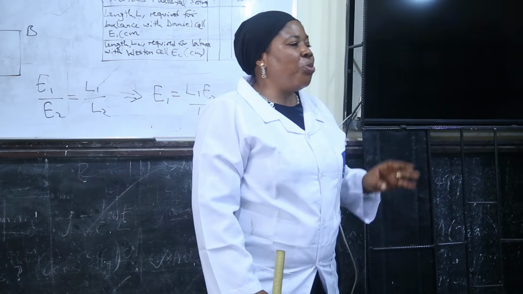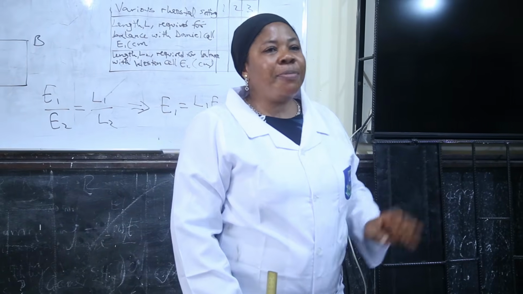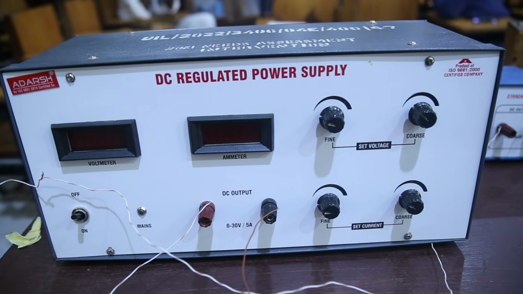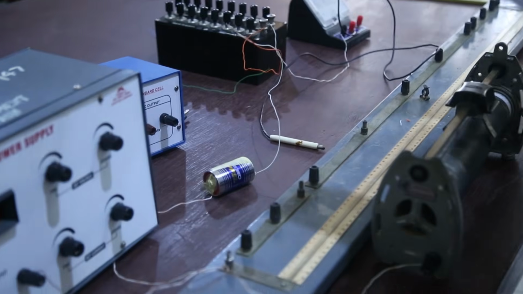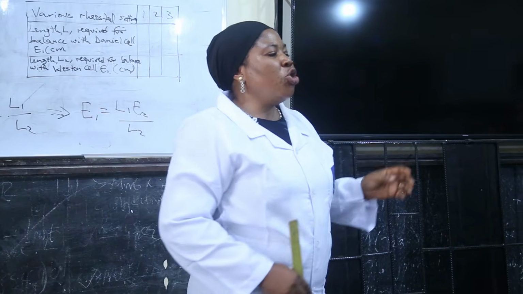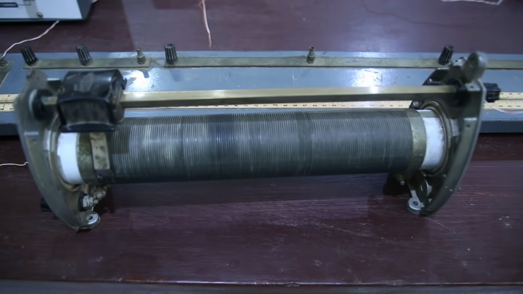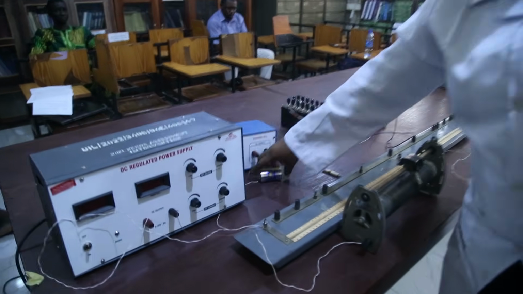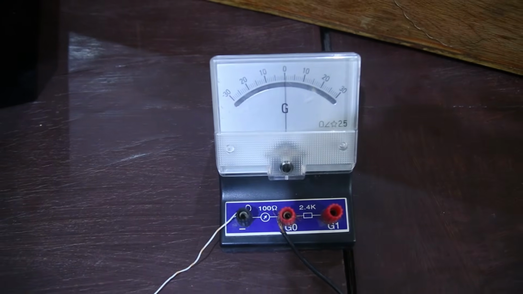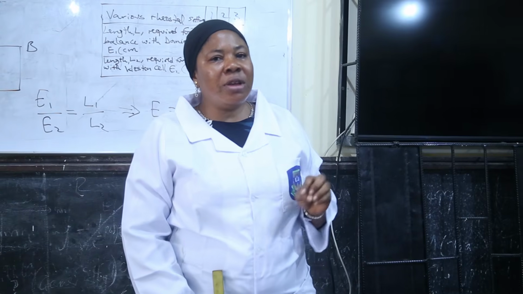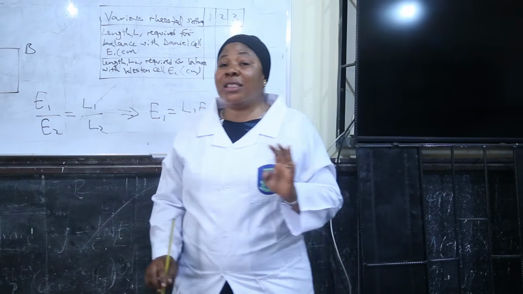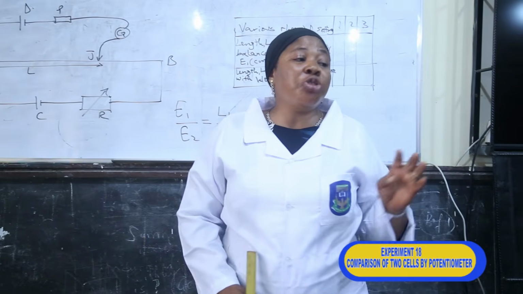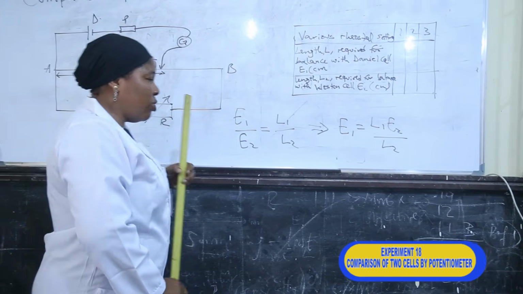So for this setup, we'll be making use of a regulated power supply, which is going to serve as our accumulator. And also we'll be making use of a potentiometer, a rheostat, a standard cell, a Daniell cell, a galvanometer, and also a protective resistance box. So those are the things that we're going to be working with. And we also need our connecting wires to connect those things.